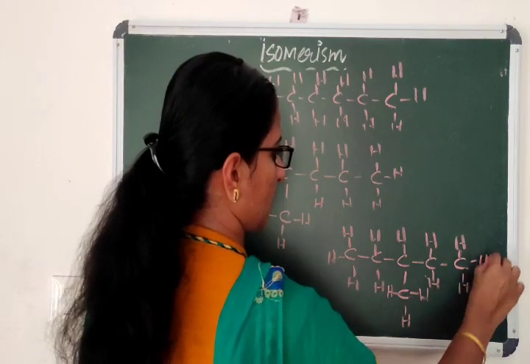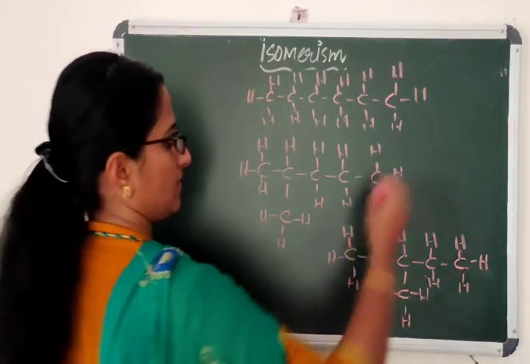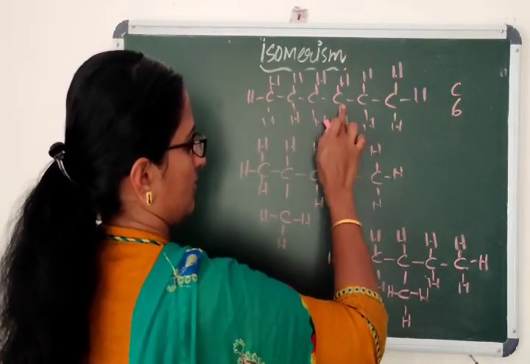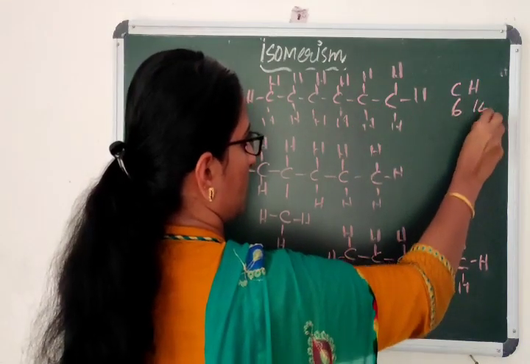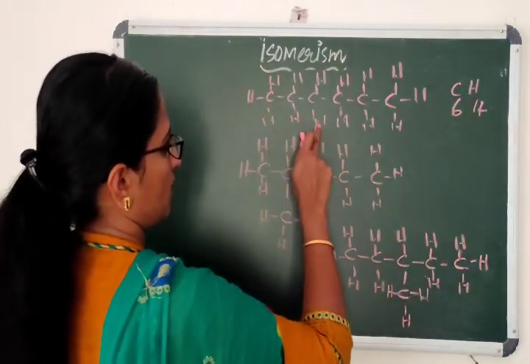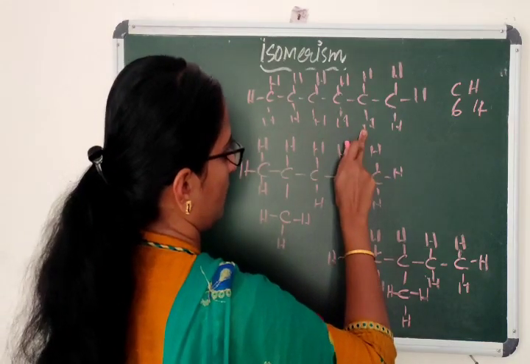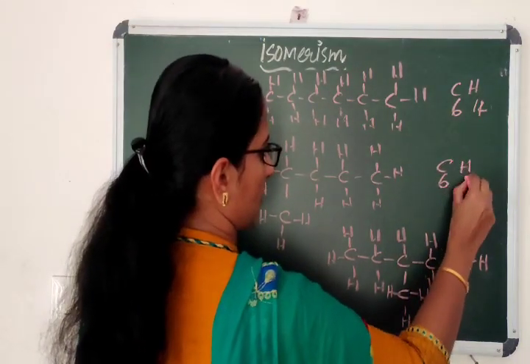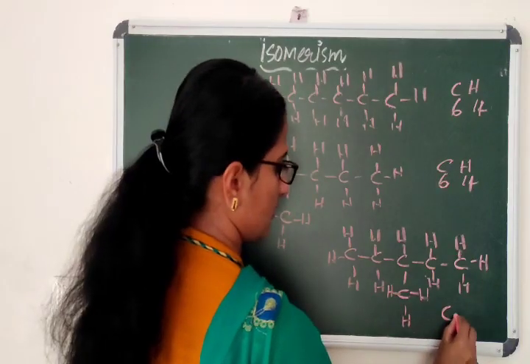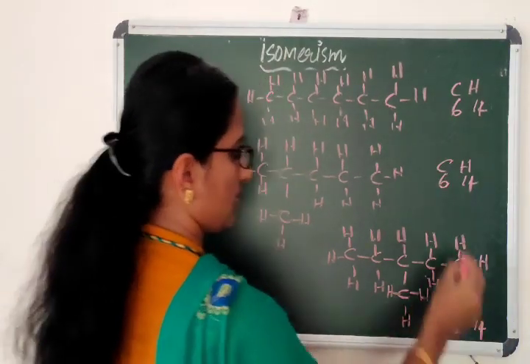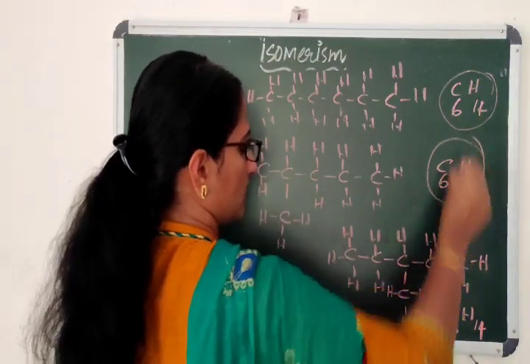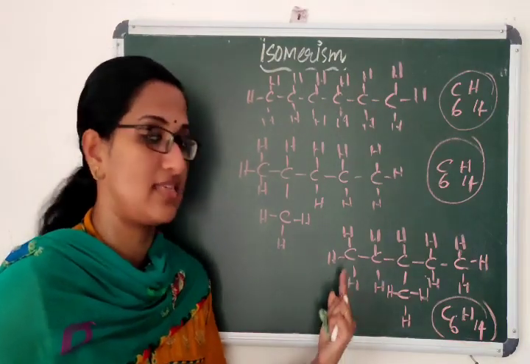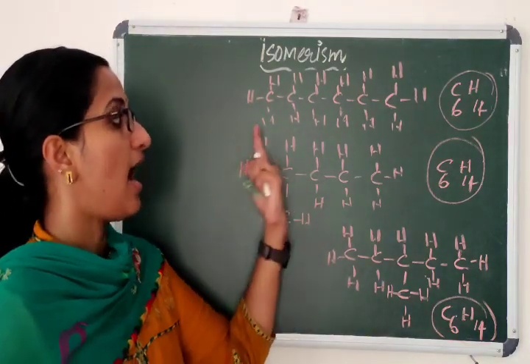Everywhere you can see the molecular formula is the same. What is the molecular formula of hexane? C6H14. Right? 3 plus 2, 5. 5 plus 2, 7. 7 plus 2, 9. 9 plus 2, 11. 11 plus 3, 14. Here also you can see C6H14. The molecular formula of the isomers is the same. Molecular formula never changes, only the structure has changed. That is why they are known as isomers.